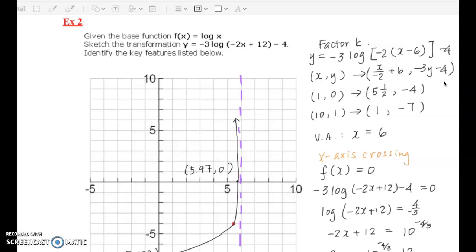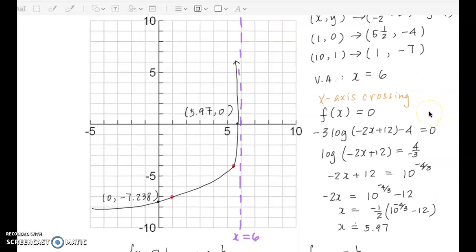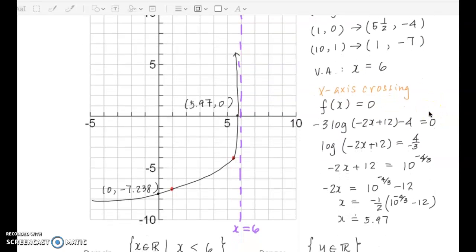Your parent function is log x, so the key points are (1, 0) and (10, 1). There is a horizontal shift, so the new vertical asymptote is also moved to the right 6 steps. Okay, so apply your rules, and then you get your 2 other key points so that you can make this graph.